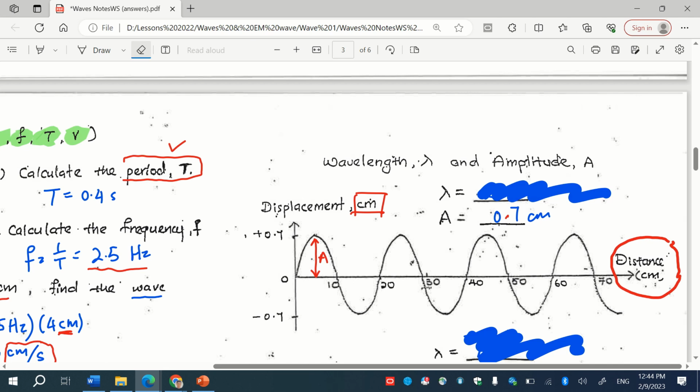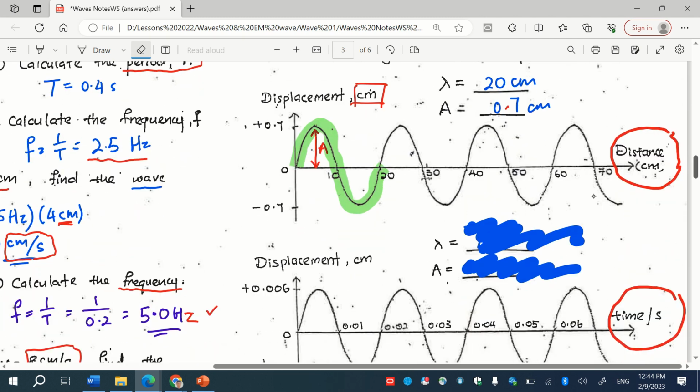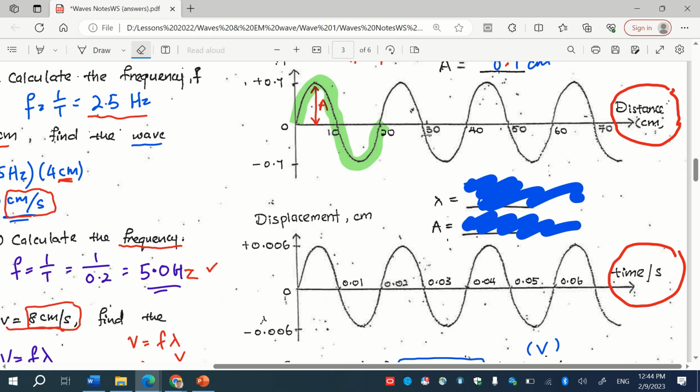How about wavelength? One complete letter S. Wavelength, so it is 20, measured in cm. 20 cm, right? How about this one? Let's look at this one. Are you able to measure wavelength? Look at the x-axis. This time it is measured in time. Can you measure the wavelength? Answer is no. This one won't allow you to measure wavelength.